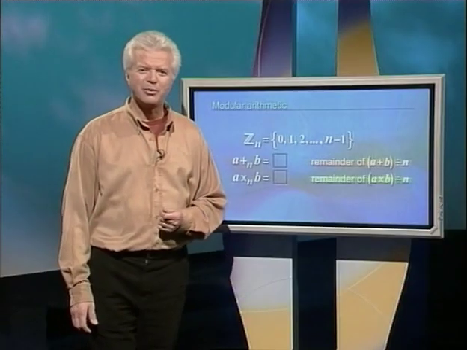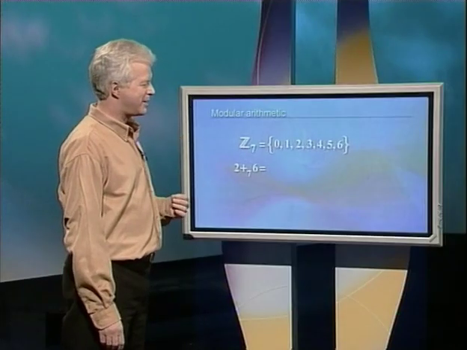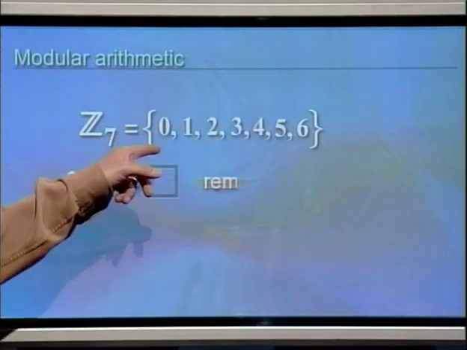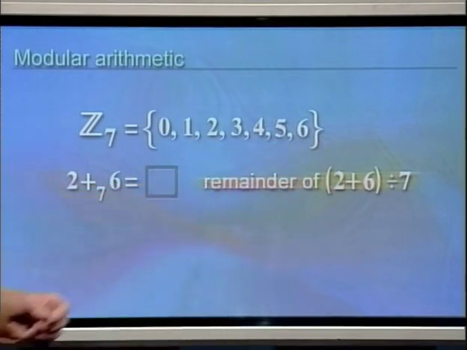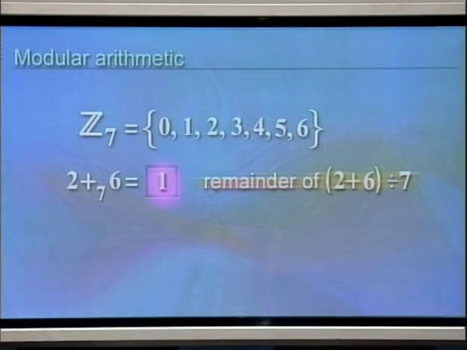Let's do a couple of examples. Let's do 2 plus 6 modulo 7. Now, the modulo 7 tells you that you're working in Z7, the set of remainders when divided by 7, 0 up to 6. Now, 2 plus 6 is not in this set. 8 is not in the set. So we take the remainder of 2 plus 6 when divided by 7. 8 divided by 7 has remainder 1.